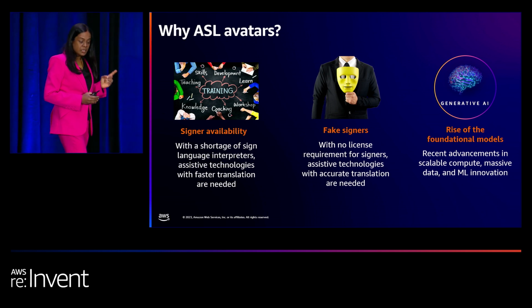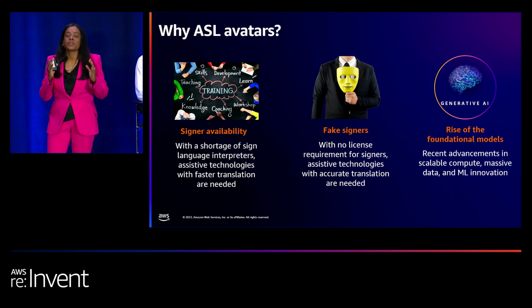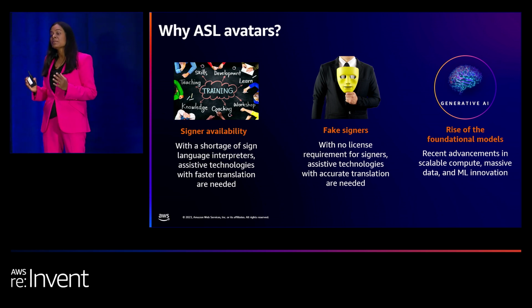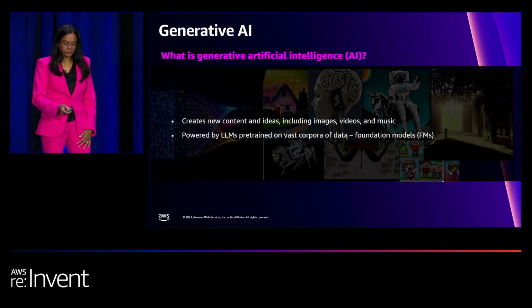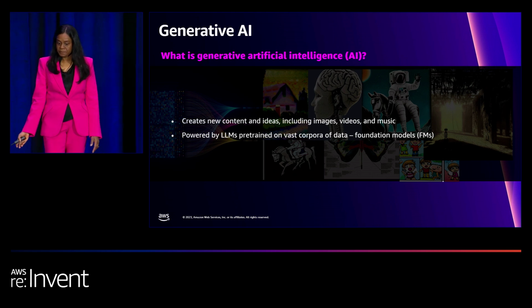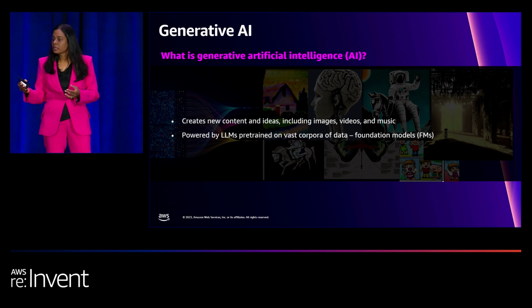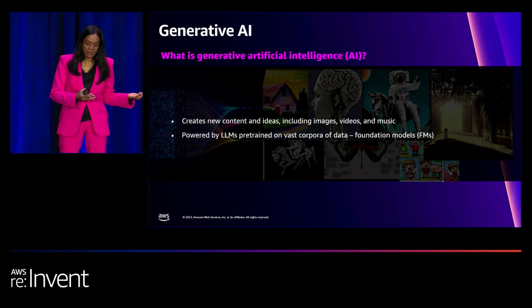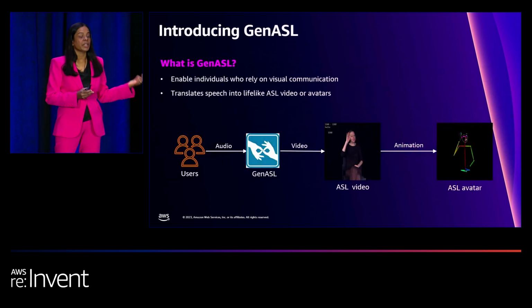Lastly, the rise of foundational models and the fascinating world of generative AI that we live in is incredibly exciting. It really opens up doors to imagine and build what was not possible before. What is generative AI? Generative AI is a type of AI that can create new content and ideas, conversations, stories, images, videos, and music, and so on. Like any other AI, generative AI is powered by machine learning models, which are pre-trained on vast corpora of data, commonly called foundational models.